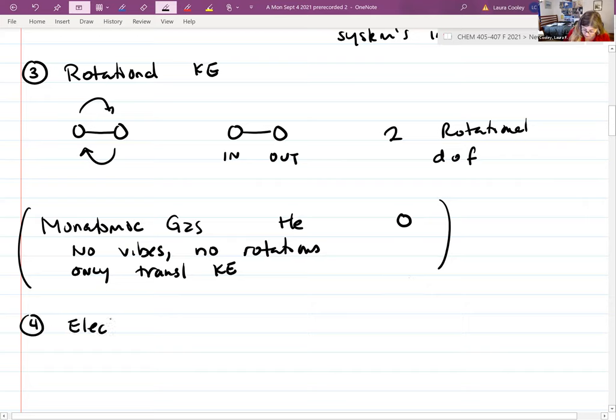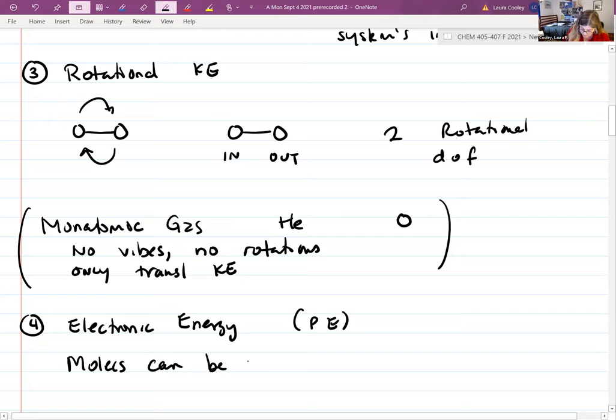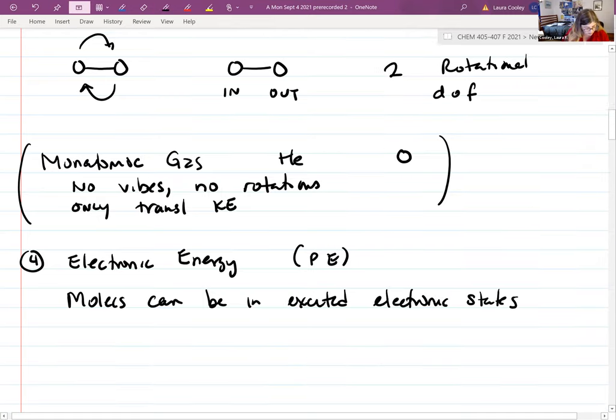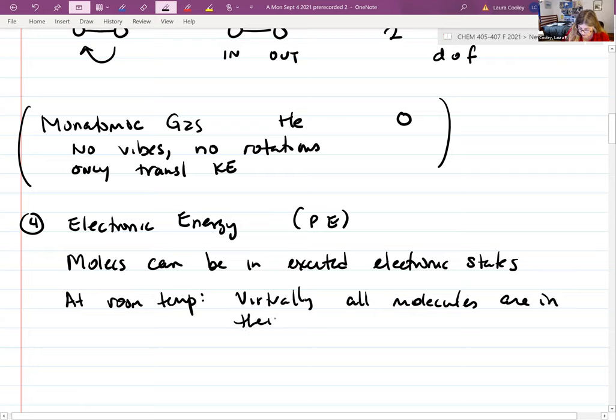There is potentially electronic energy, which would be a form of potential energy. For example, if a molecule excited one of its electrons to an excited state, the molecule now has more energy. It could use that energy to undergo a different kind of reaction, or it could release that energy and go back to the ground state. So molecules can be in excited states. But actually at room temperature, virtually all molecules are in their ground electronic state.